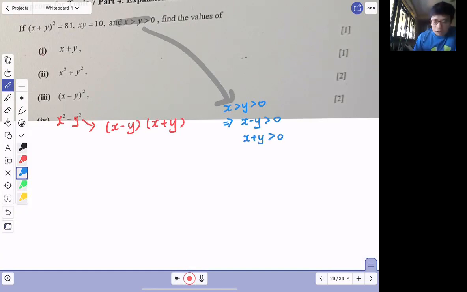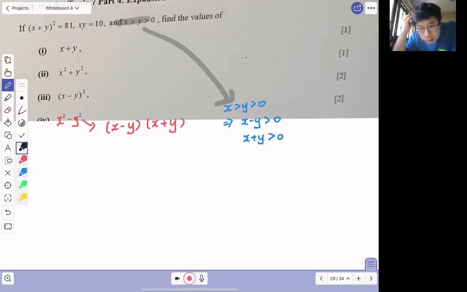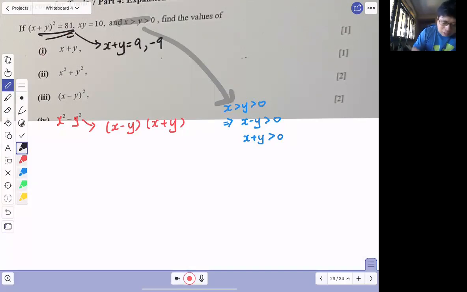So from part 2, you should know that the part 2 answer is 81. From this, you should be able to tell me that x plus y is either 9 or negative 9. But you will choose 9. Okay, so far?